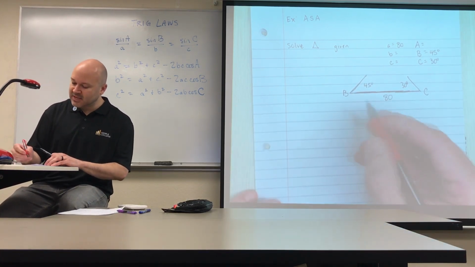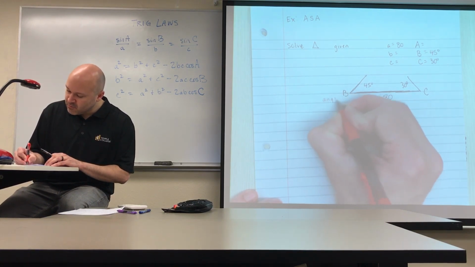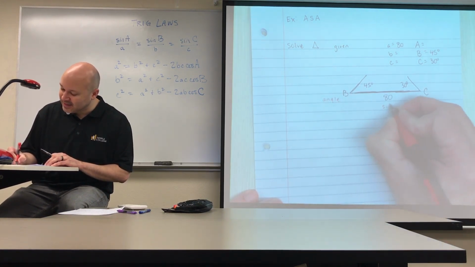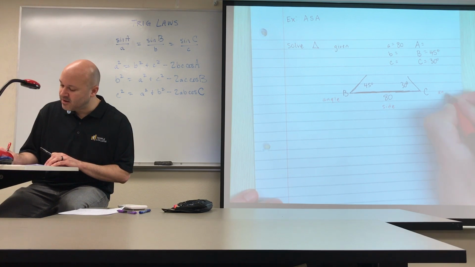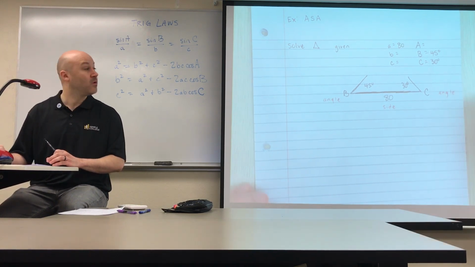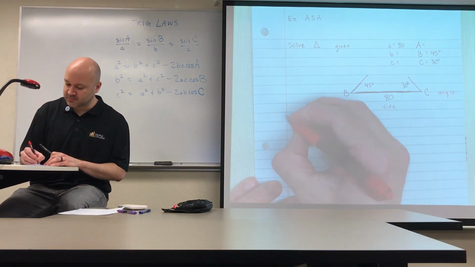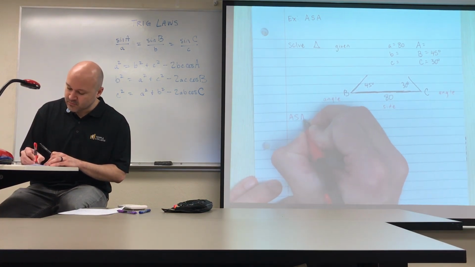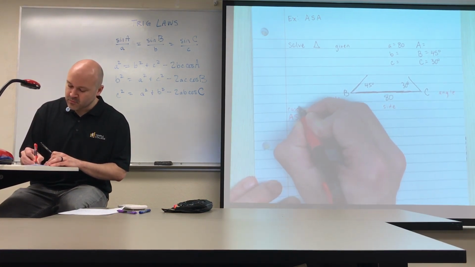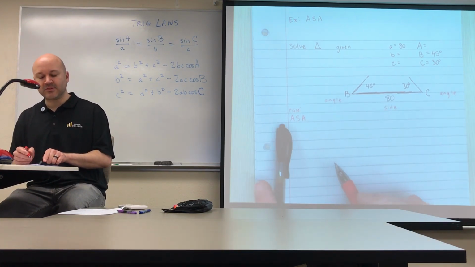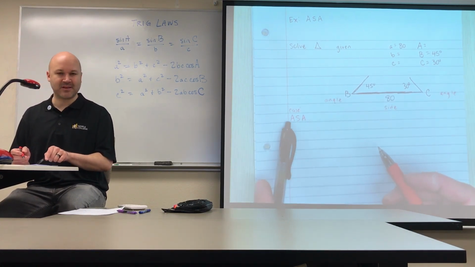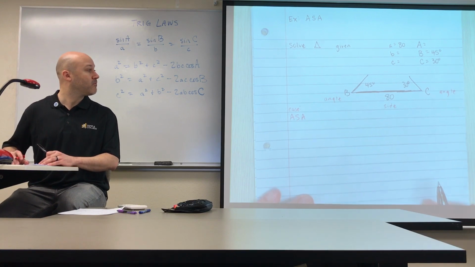So I was given an angle. I was given a side length, and then I was given another angle. We call this the angle side angle case. And if I wrote it left to right or right to left, I'm going to get this ASA, angle side angle.